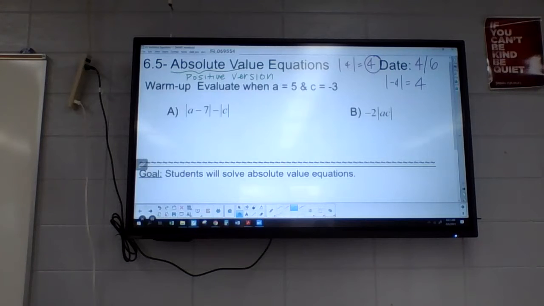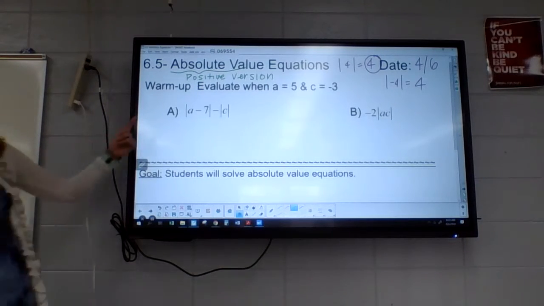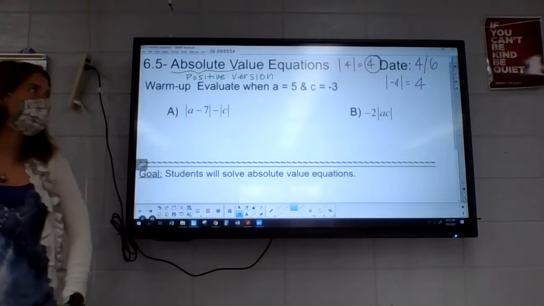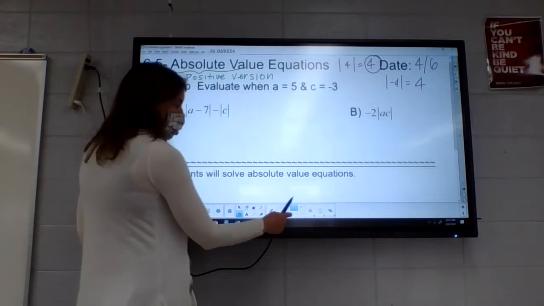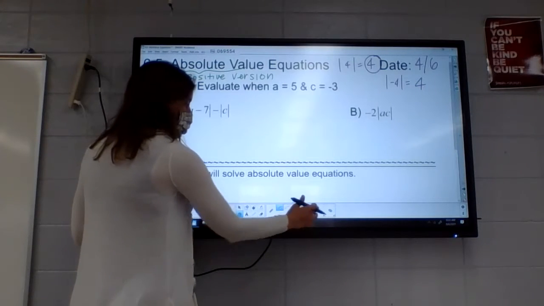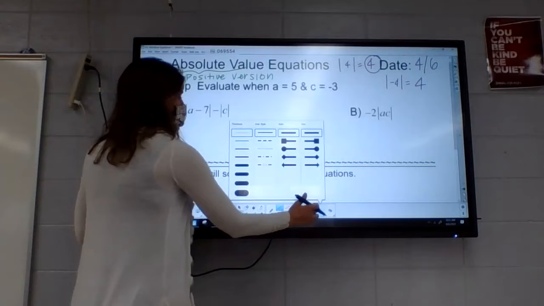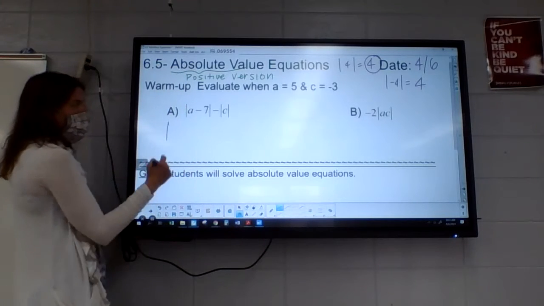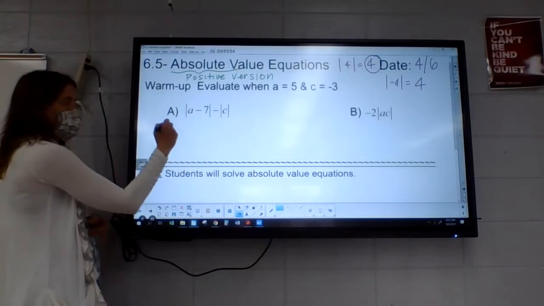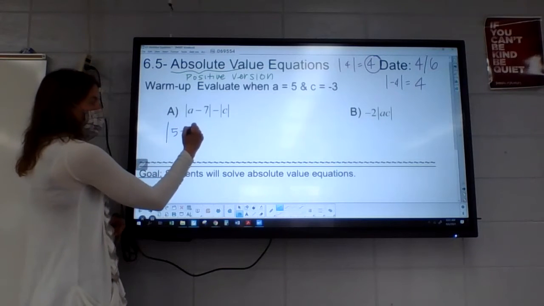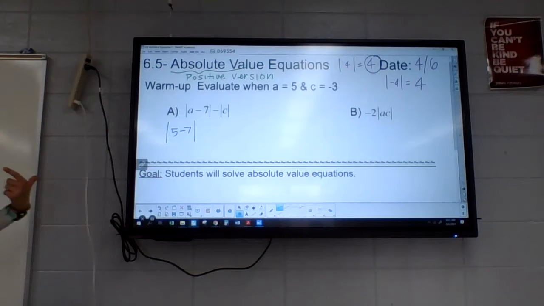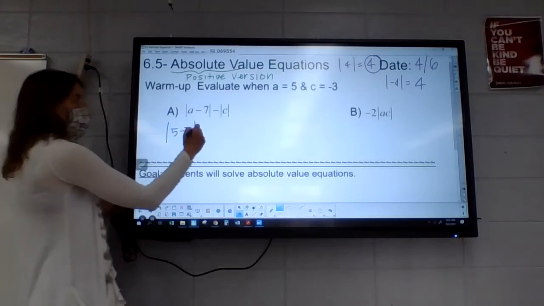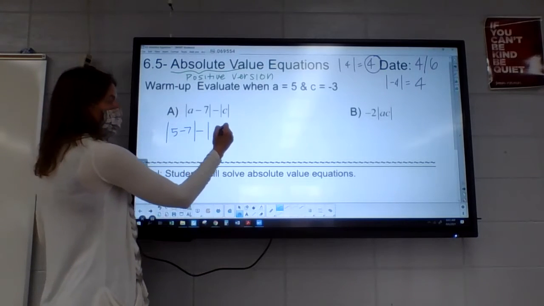So in letter A here, they want us to evaluate this equation using these values up here. They tell me A is 5 and C is -3. So I'm going to put those into my equation. Inside the absolute value, I have A minus 7, so I'm going to do 5 minus 7. The 5 is our A value. Minus the absolute value of C.